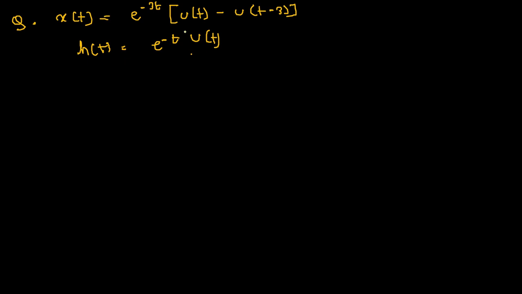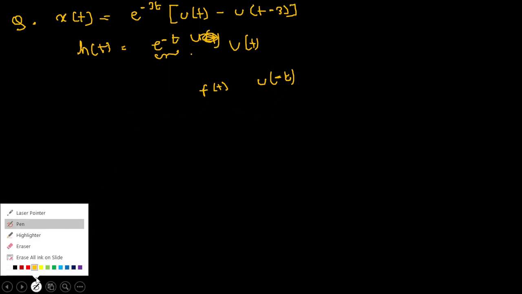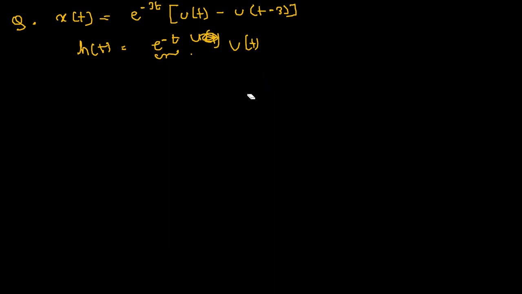See, anytime you are given any function as a product of u of t, it means you just draw this function and take only the side to the right of the y-axis. If you are given any function as a product of u of minus t, it means you just take the function which is on the left of the y-axis, that is the negative part.